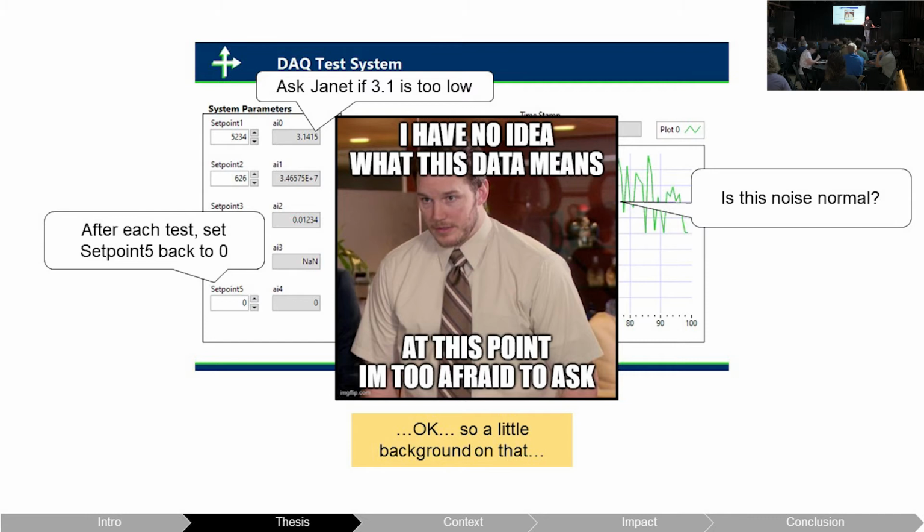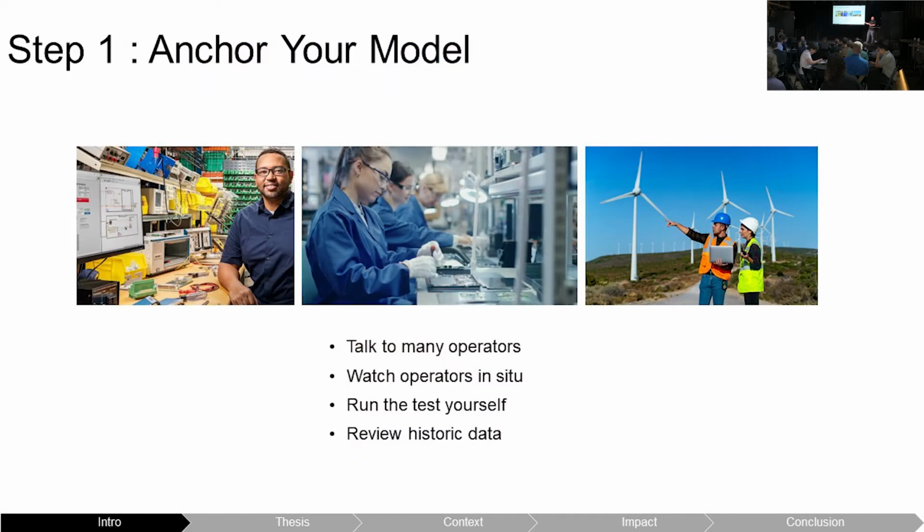So how are we going to make a UI that actually tells a story, that gives us a compelling narrative about our system? So step one is always to anchor your model. Talk to your operators, watch your operators in situ, run a test yourself. I know I've been guilty of working on a system for hundreds of hours and then never actually using it. I always used it with simulated hardware with that one DAQ card, and then you hand it over to your users and they do everything, and you never actually see it in the full context.